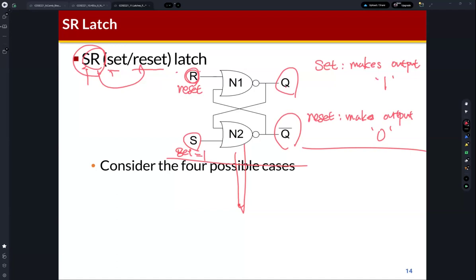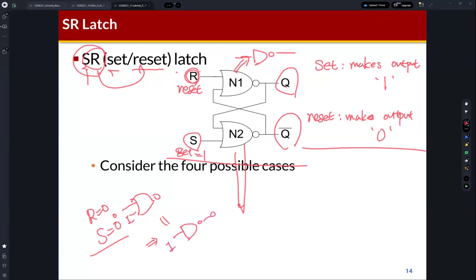Then how can we store data? How can we make this NOR gate like an inverter? If we make NOR gates like inverters, then we can make a memory circuit, right? How? If R is 0 or S is 0, then it's a NOR gate where one of the inputs is 0, and then this is in, out. Then it is actually equivalent to the inverter. Right.